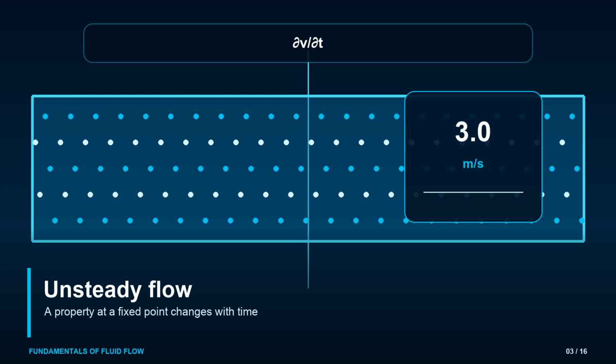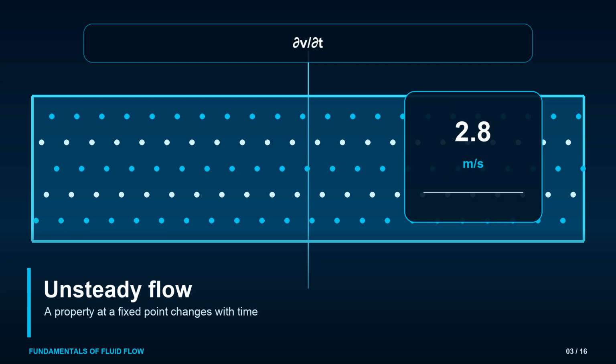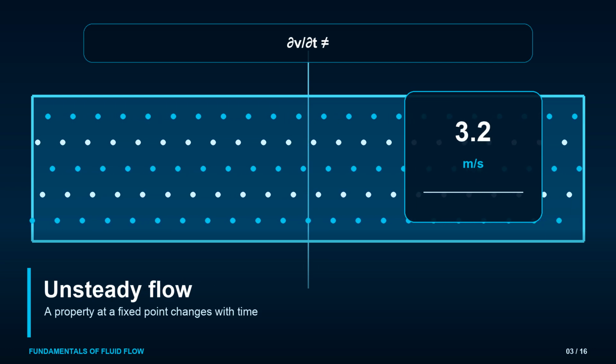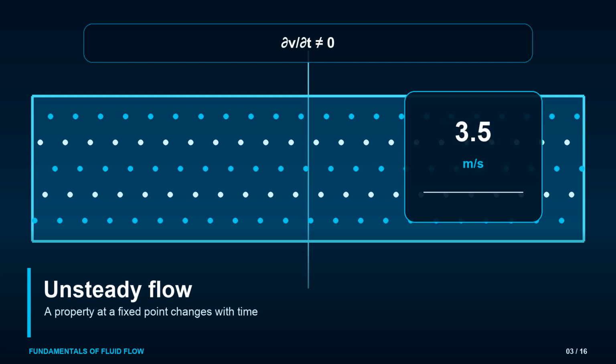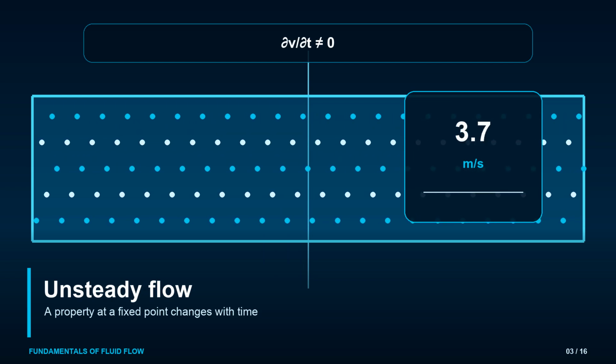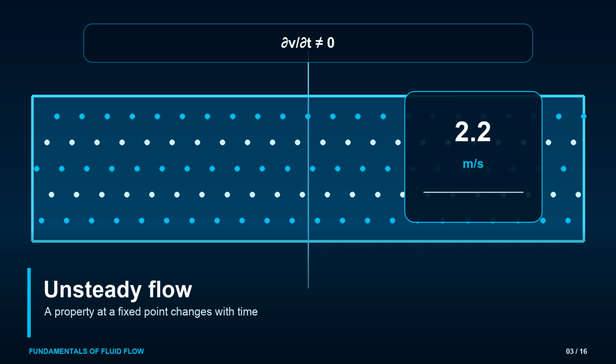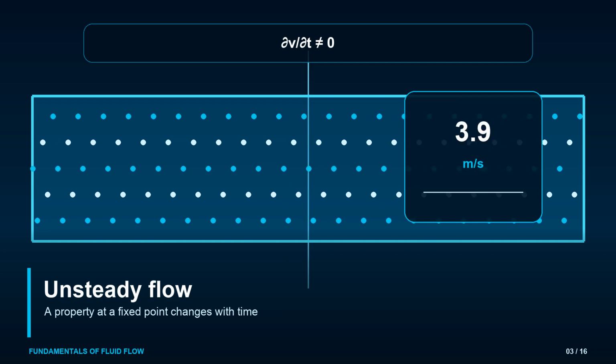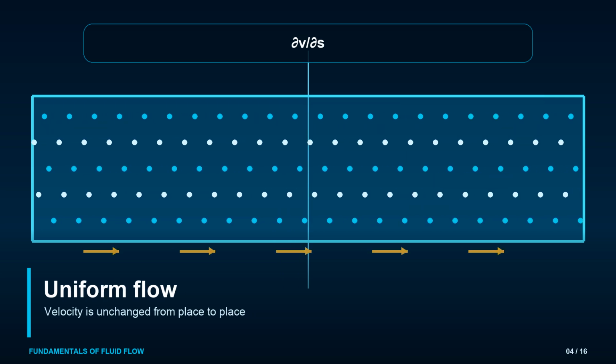In unsteady flow, one or more properties at a location change with time. A valve opening, a pump starting, a reservoir draining, or a flood wave passing a bridge creates unsteady behavior. Notice how the particles alternately accelerate and slow down, while the observation point stays fixed.